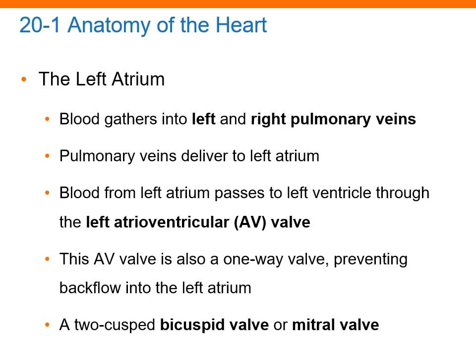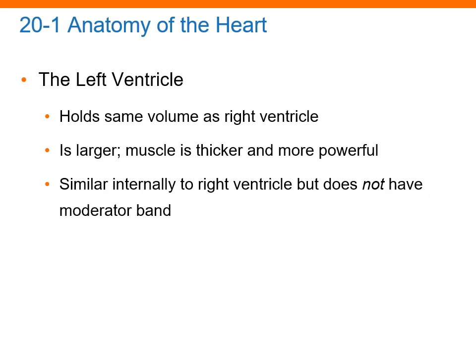Blood from the left atrium passes to the left ventricle through the left AV valve, or again, that's the mitral valve or the bicuspid valve. That's like all the valves. It's a one-way valve preventing backflow into the left atrium. Again, it's bicuspid because there are 2 flaps of tissue. Again, mitral as well.